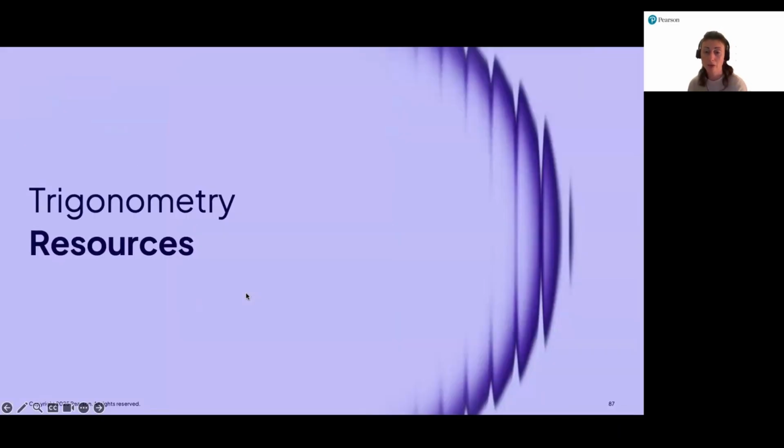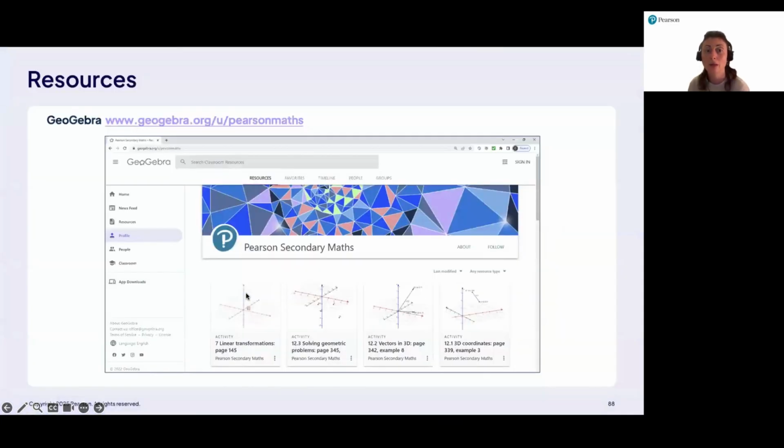Okay, I'm going to look through some resources with you. GeoGebra I've mentioned, and so if you go to this link, you can scroll down and see GeoGebra resources for loads of different topics. I also use it in mechanics as well, which can be quite helpful.